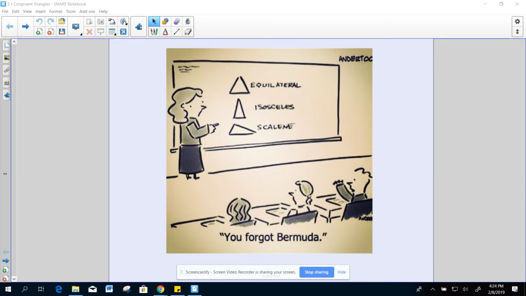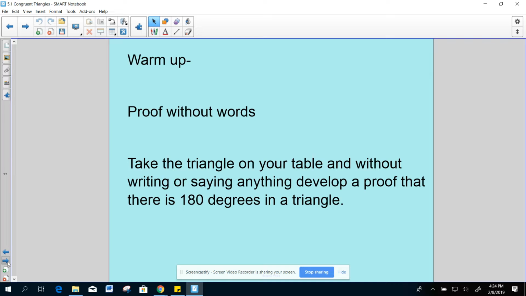We are going to briefly talk about what our proof without words would be. It would entail taking a piece of paper and cutting out a triangle. We would then fold all of the edges of our triangle together so that the points meet. Those points would then meet on a single line, proving without words that our triangle has 180 degrees in it. We'll do this activity once I return.